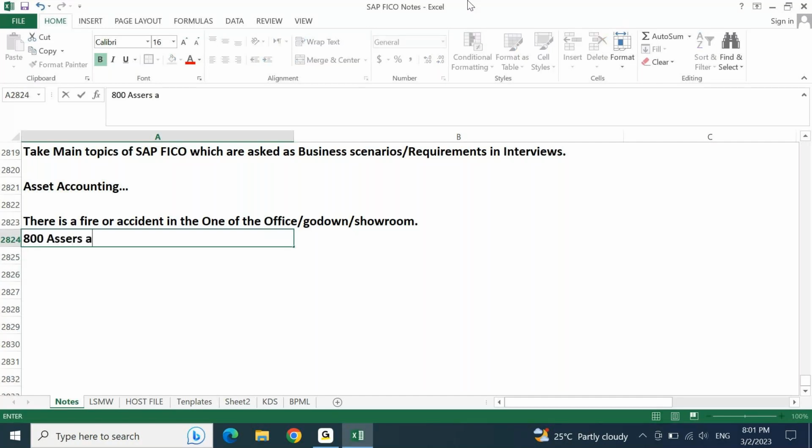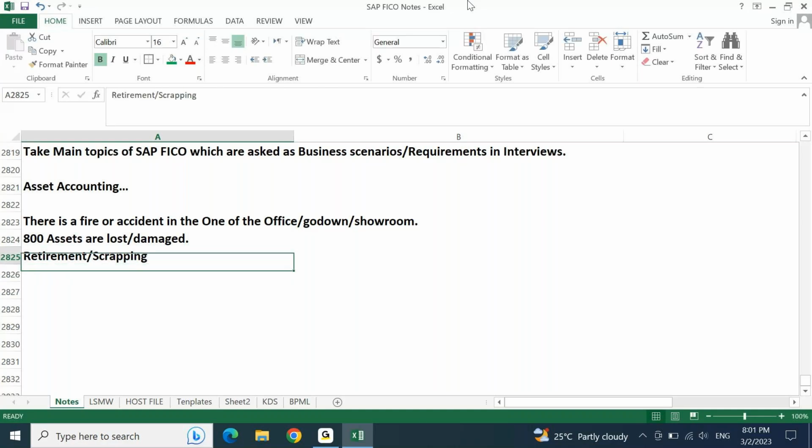Now you have lost around, let's say, 800 assets, lost or damaged. Now, if an asset is lost or damaged, what actually do we have to do? We have to remove that asset from the system. Yes, sir, retirement. We have to do something called retirement scrapping. To do the retirement scrapping, there is one transaction wherein you have to do it one by one. But how many assets are damaged? 800. Now, do we have to do 800 asset retirements one by one? No, sir. Then how are you going to do it?